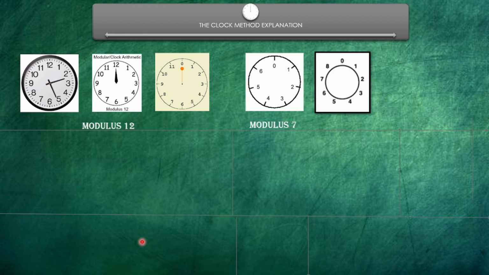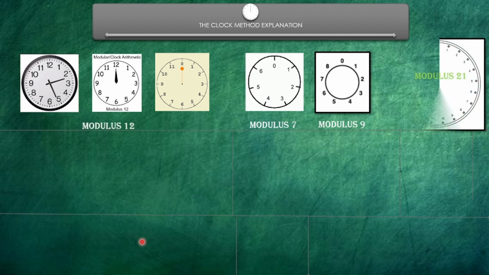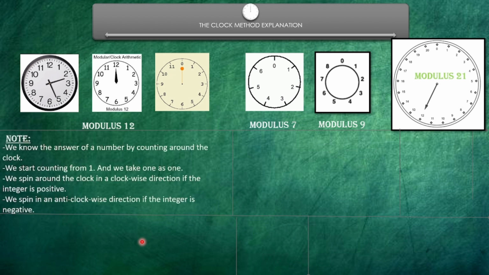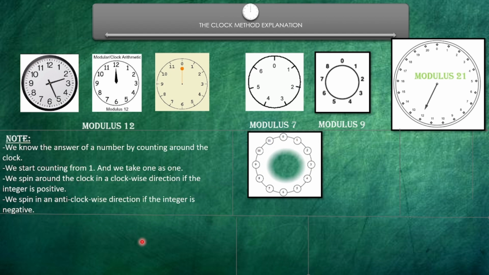And then this is going to be a mode 9 clock. So when we have a modulus 21 clock, pause the video and try and draw out how modulus 21 will look. It's going to look like this because we replace the 21 on the top of the clock with 0. So we have to take into account all of the following. So let's look at some examples.